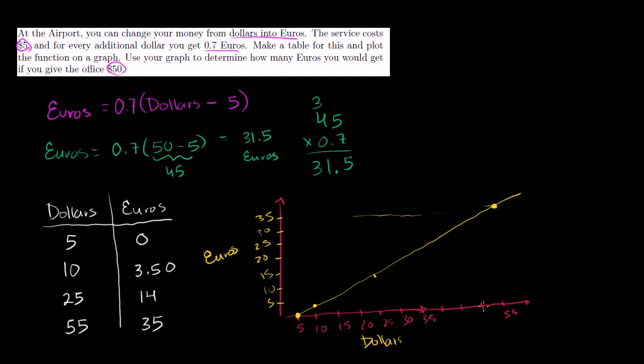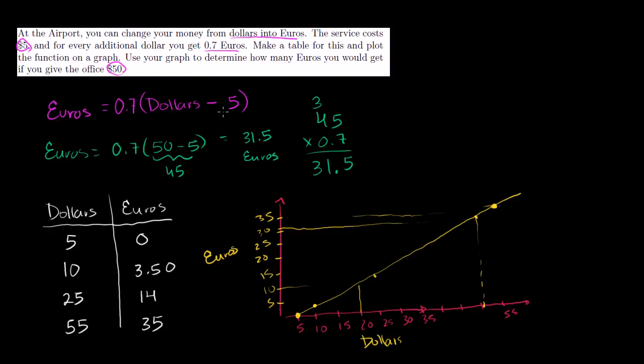If we give them $50 right there, you go up, and the person is going to get, you go all the way to the left-hand side, right about 31.50. We figured out exactly using the formula, but you can see you can eyeball it from the graph and figure out any amount of dollars. If you give them $20, you're going to go all the way over here, and it should be about $7.50. So the imprecision in my drawing of the graph makes it a little bit less exact.